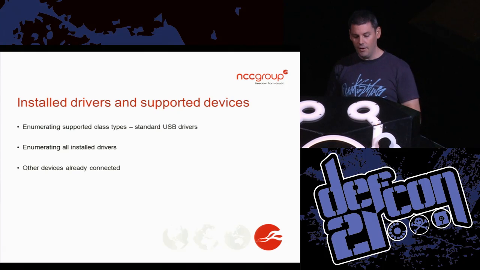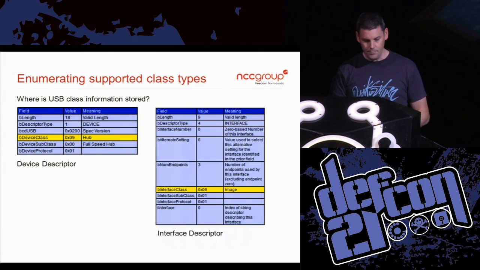And if there are any other devices that are already connected, going back to the embedded system type situation, you may well have a black box that might have a HSPA modem inside that's connected via USB internally. So if you can identify any of those devices, that would be pretty cool.